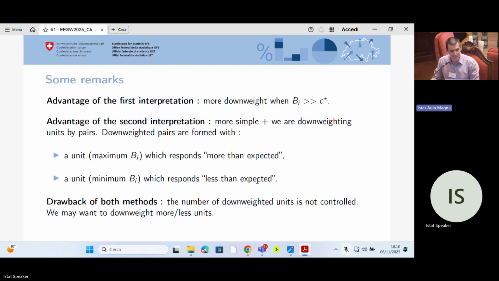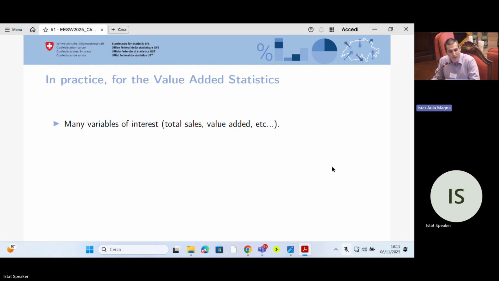The drawback of both methods is that the number of downweighted units is not really controlled. And in practice, we may want to downweight more or fewer units than what the method suggests. So in practice, I can go quickly through these slides, because this is how we implemented that for the value-added statistics. We have not one variable, we have many variables. We don't do just one estimation. Obviously, we do estimation by domain, typically the NACE. And so we would like to apply a robustification inside each NACE and for each variable of interest, not only the sales or the added value.